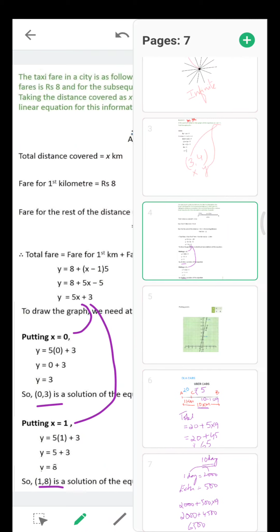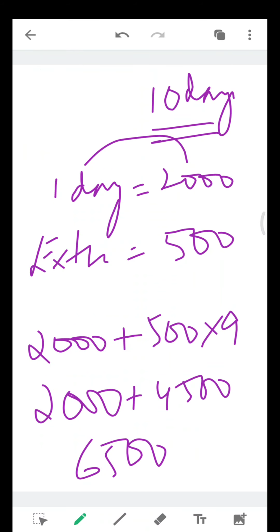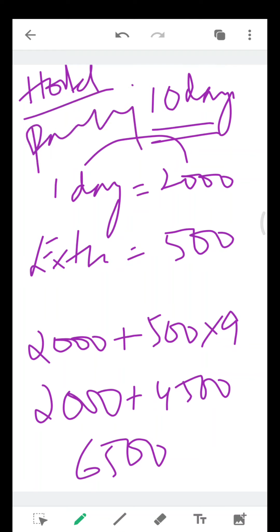Now I can give you some questions based on the same concept, but there will be hostel charges. It will not be a taxi cab. It can be for hostel, it can be for parking, it can be any other situation.